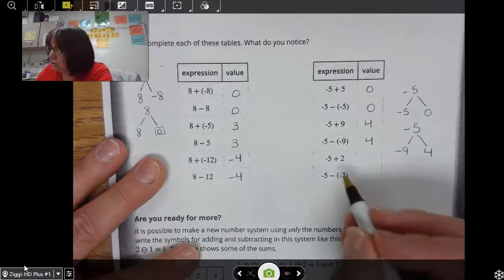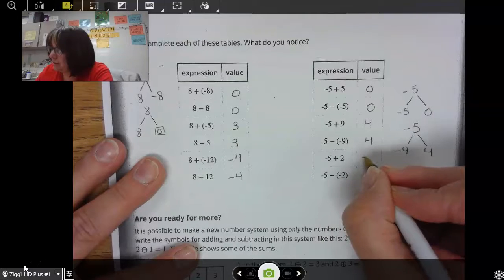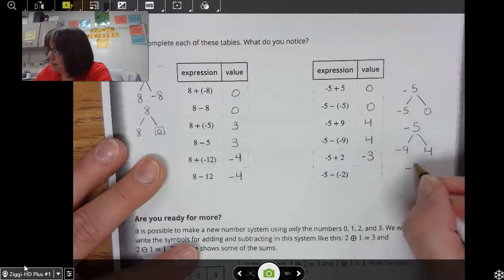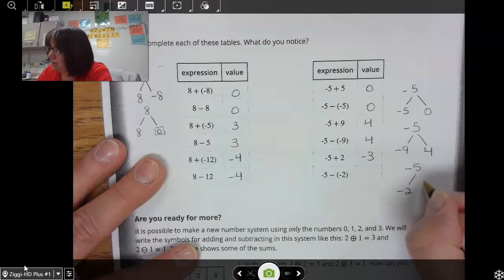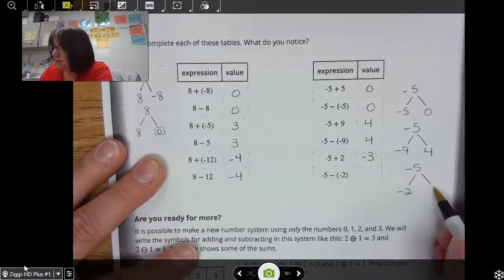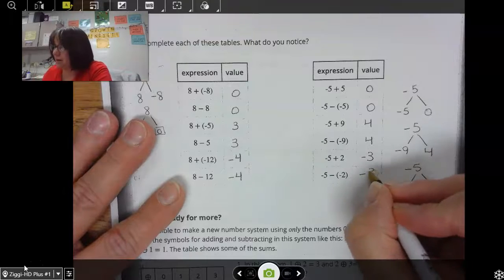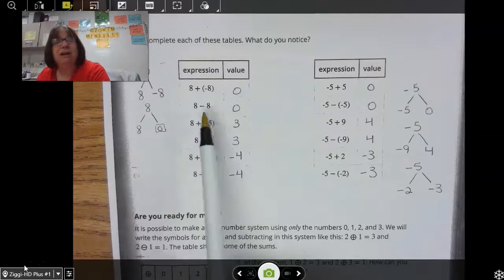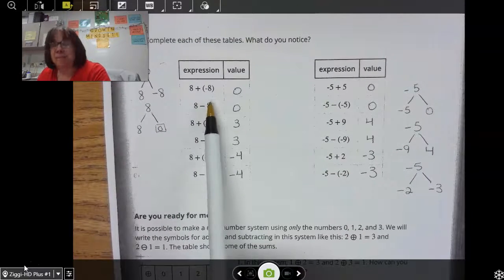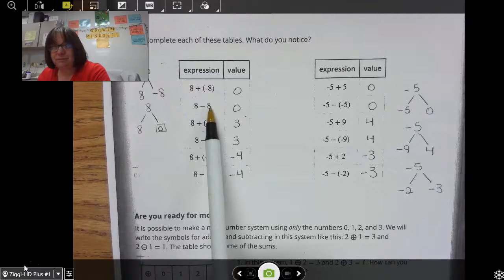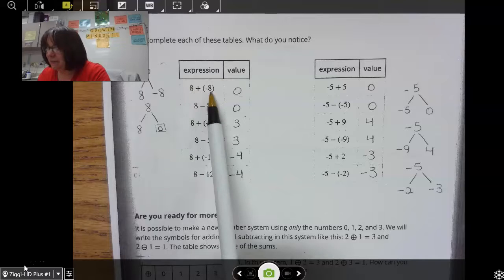Okay, negative 5 plus 2, I have more negatives, so that's a negative 3. And negative 5 minus a negative 2. Negative 2, how would I get to negative 5? I'm still going to have to go 3 more to the left, so negative 3. So you can see on each of these that subtracting a number is the same as adding its opposite.